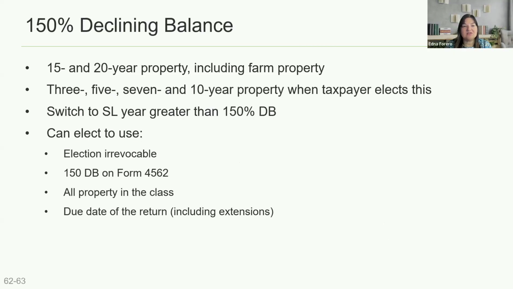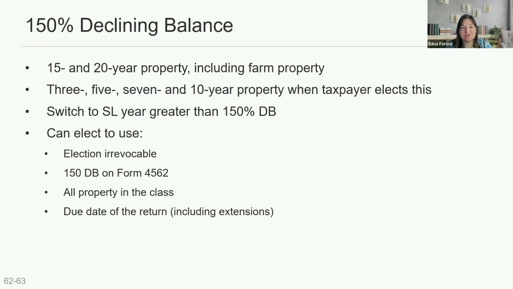When you're looking at the 150% declining balance, this is typically on 15 and 20-year property, even including farm property, same concept, except that now you're using 150% instead of 200. So you will switch to the straight line year when it becomes greater than the 150 DB, but you can elect to use it if you want to extend the life of your depreciation. You want more, in other words, over the years, a more steady amount, and you want to take it slower. So you choose that election.